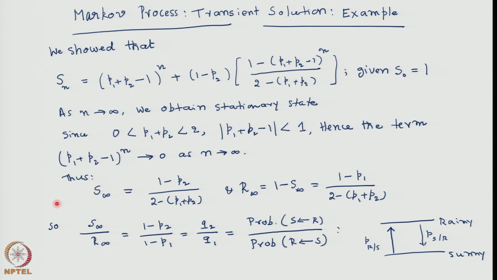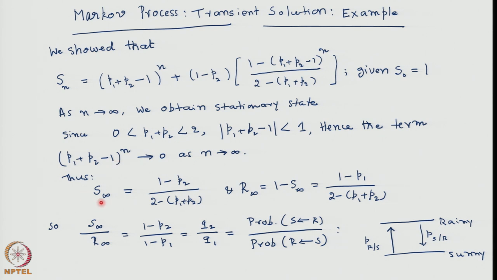We obtain the steady state from the knowledge that P1 plus P2 lies between 0 and 2, because P1 and P2 individually are independent probabilities lying between 0 and 1. So their lowest value of the sum will be 0, highest will be 2, which means P1 plus P2 minus 1 should be more than minus 1 and less than plus 1. So the modulus of that should always be less than 1. Hence, the term P1 plus P2 minus 1 to the power n will tend to 0 as n tends to infinity, because it is a number which is less than 1, its power will tend to 0.